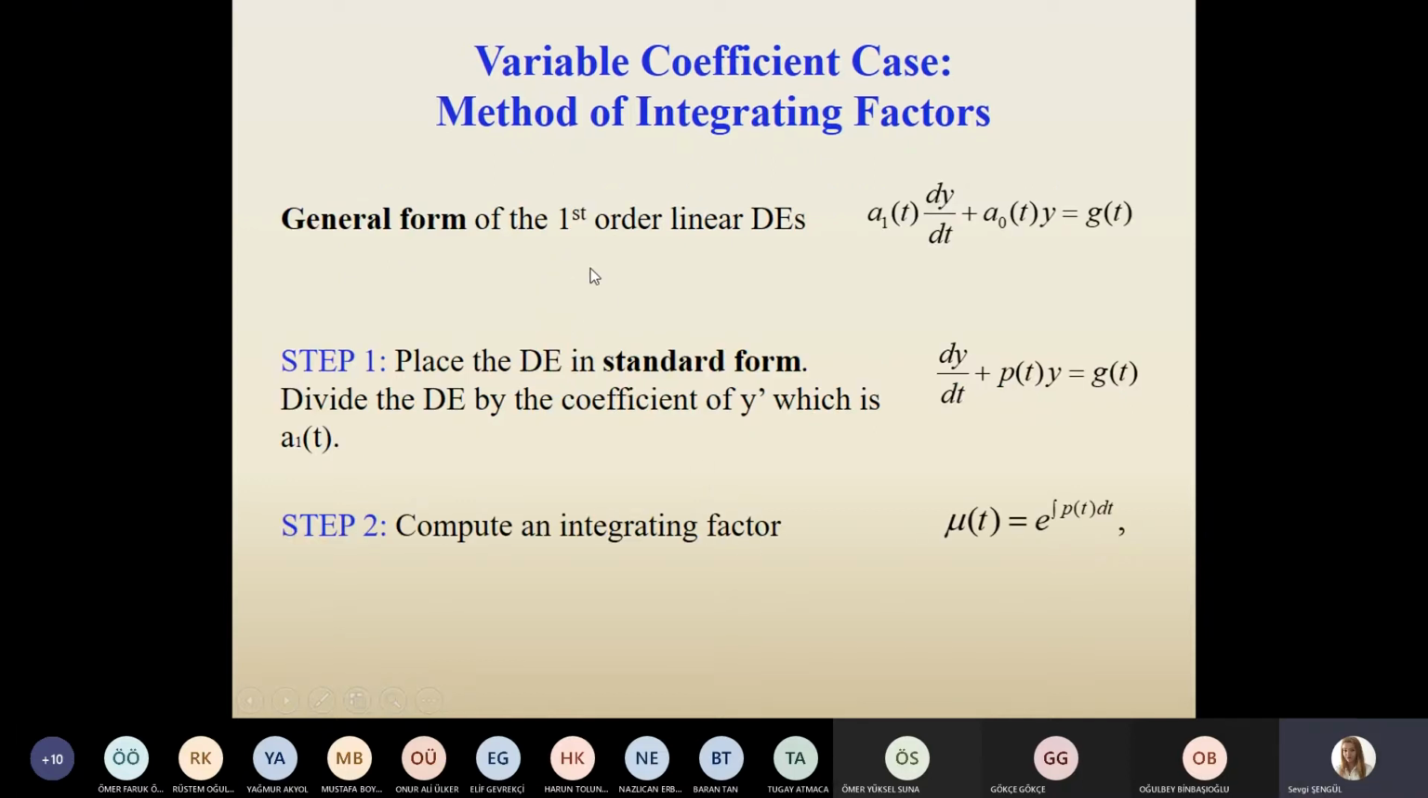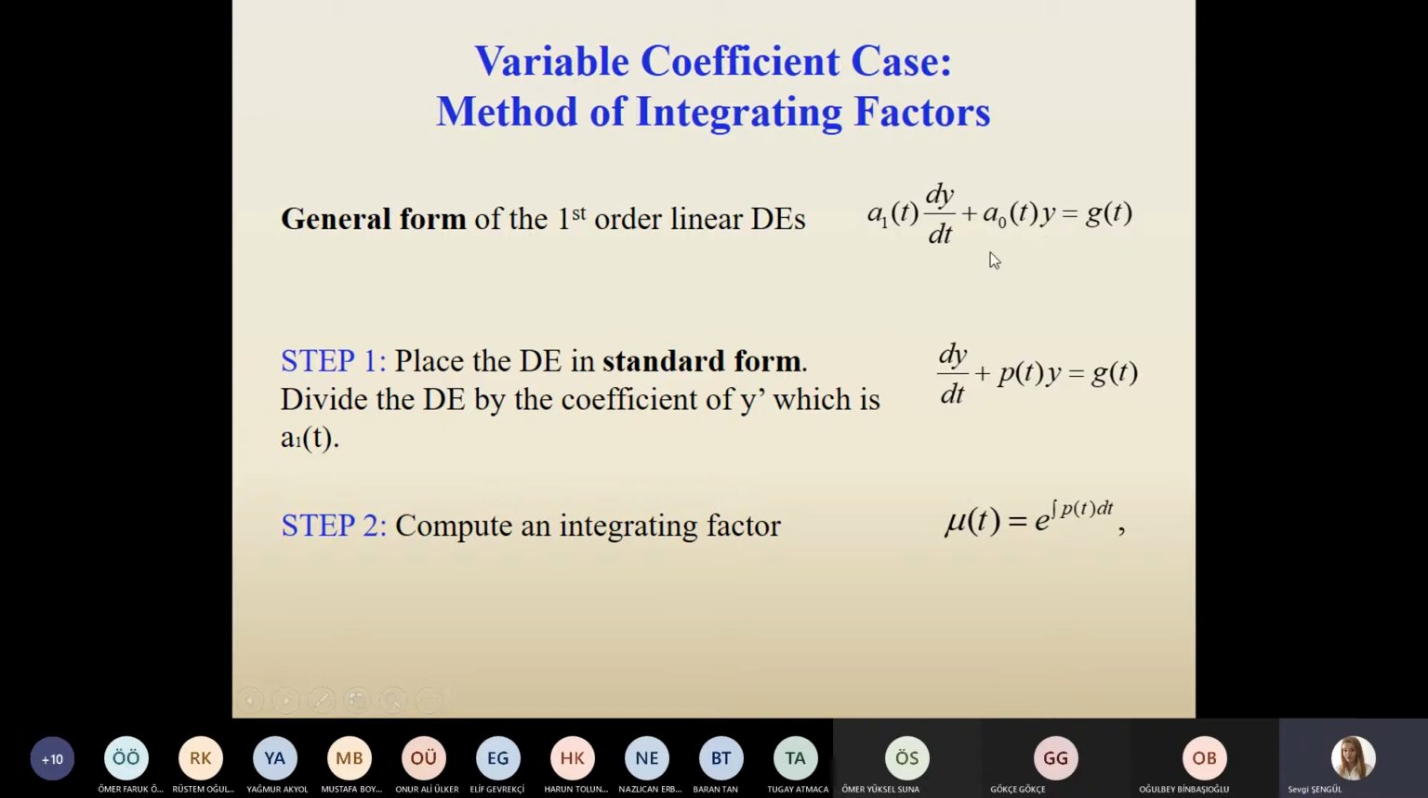So how do we solve it? Step by step, I will explain to you. Here you go. The equation can be given to you in this form. As you can see, there is a derivative term and the coefficient of the derivative term depends on t. And there is a y term whose coefficient depends on t. And the right-hand side is g of t. If it is given in this form, this is the general form.